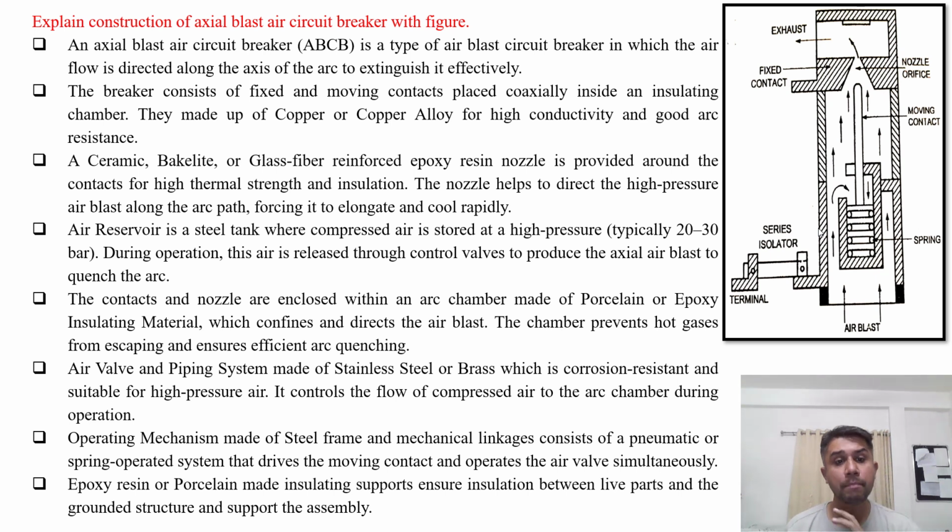Now, the air valve and piping system, made of stainless steel or brass, which is corrosion resistant and suitable for high pressure air, is part of this type of breaker. It controls the flow of compressed air to the arc chamber during the quenching operation. The operating mechanism, made of steel frame and mechanical linkages, consists of a pneumatic or spring operated system that drives the moving contact and operates the air valve simultaneously. Means it is opening the air valve and operating the moving contact in the downward direction.